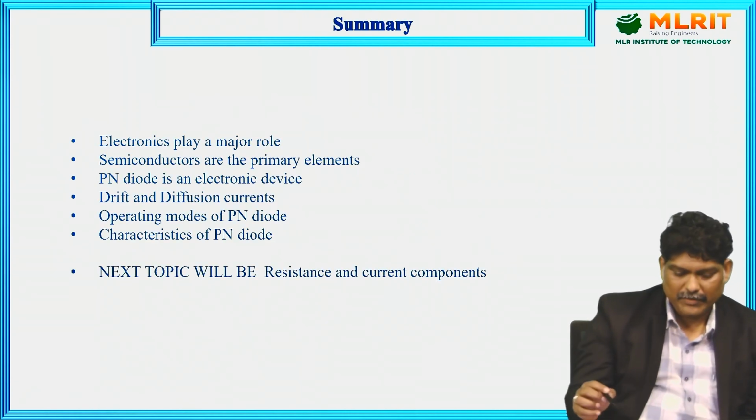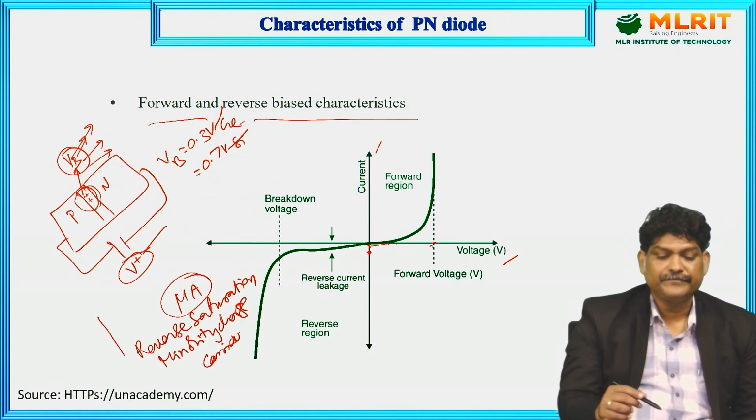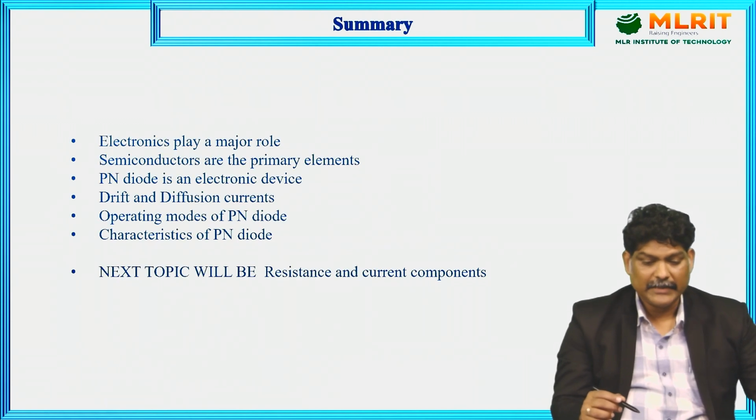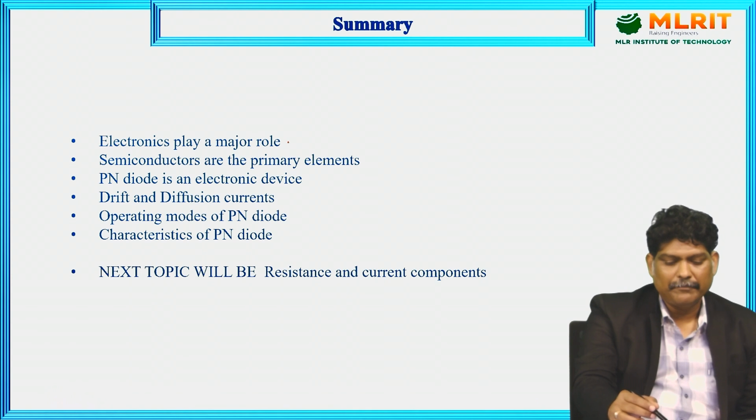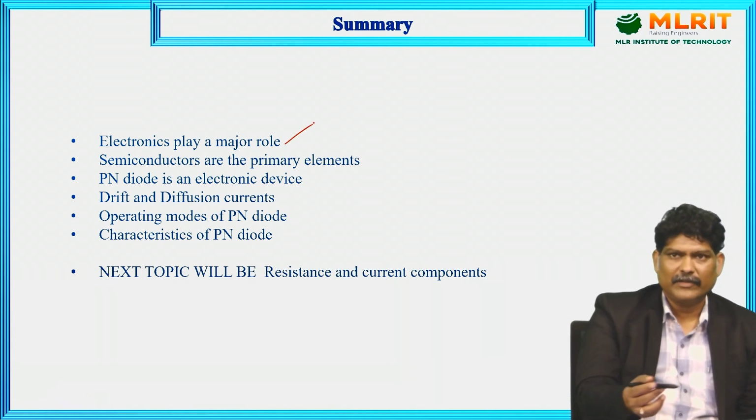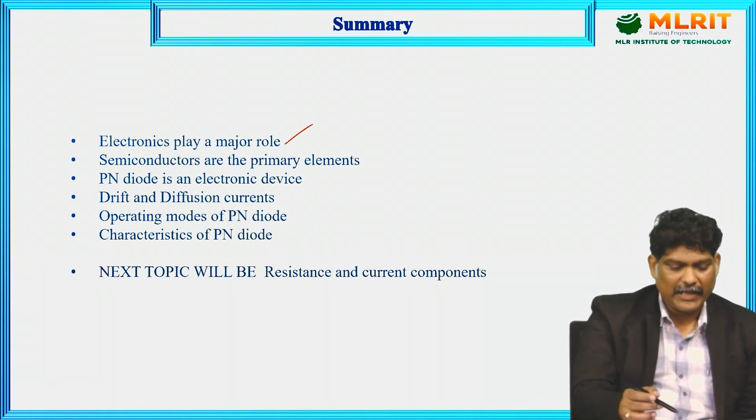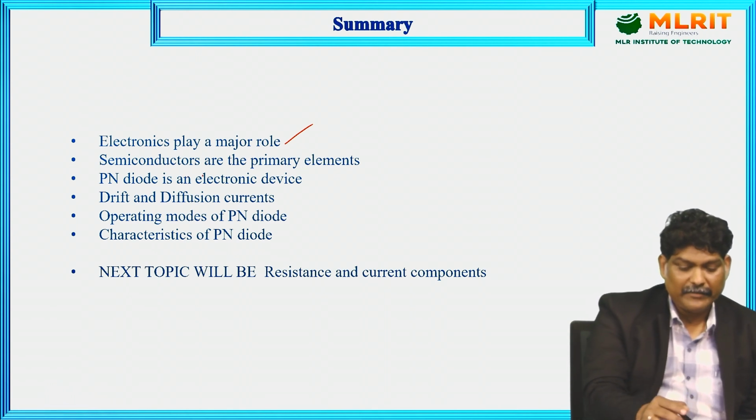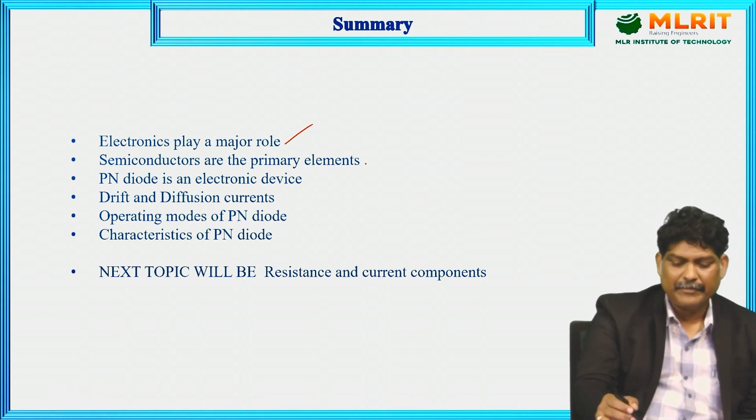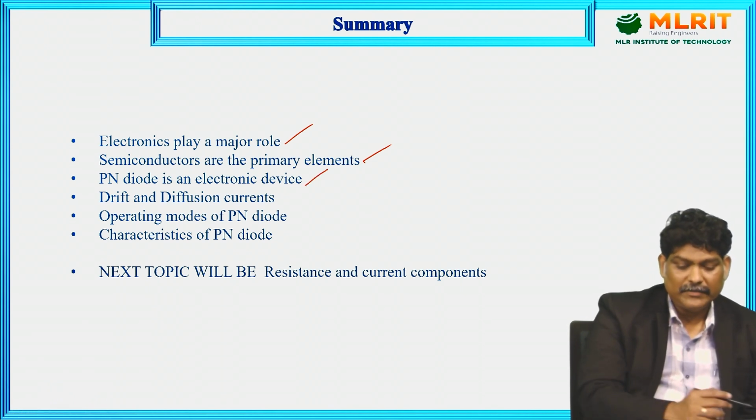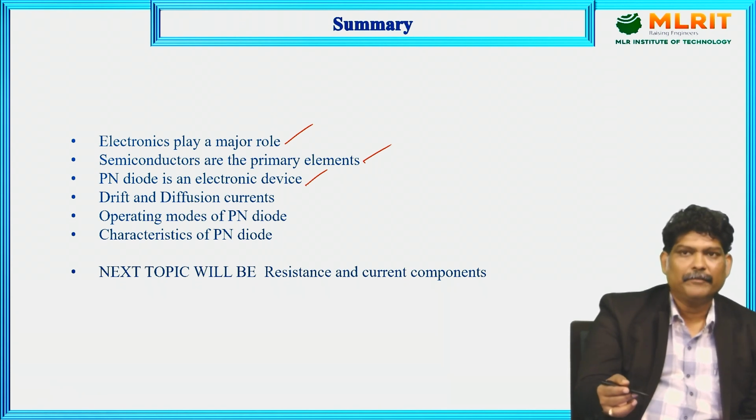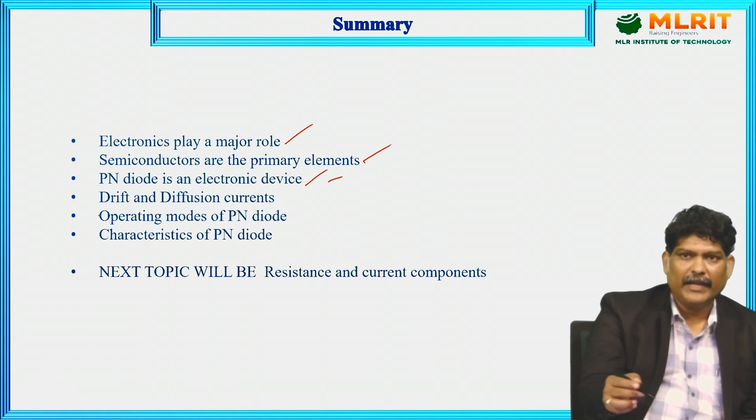That's all about today's talk, and let us conclude the session. What have we studied today? The importance of electronics: electronics plays a major role in our daily life. Then we discussed semiconductors, the primary elements of any electronic device. And then the PN diode, an electronic device which is the primary component in any electronic device or integrated circuit.